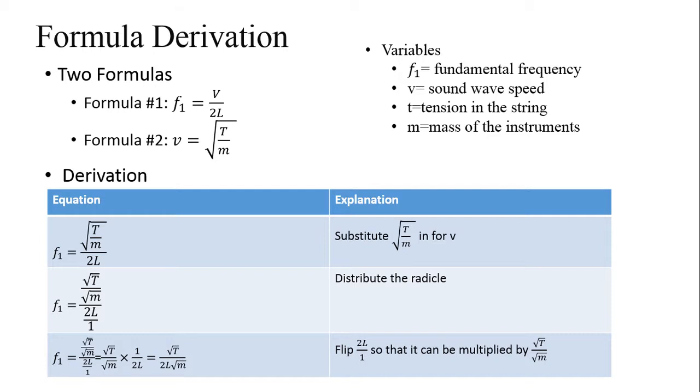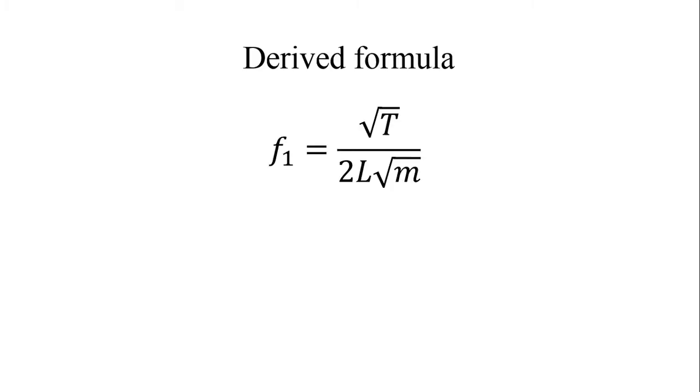Since both formulas contain a variable which represents the speed of sound waves produced by the instruments, I can substitute the formula, the square root of T over M, for V into the formula F1 equals V over 2L, attaining the formula F1 equals the square root of T over M, all over 2L. Once I simplify the formula by distributing the radical between the fractions and flipping the denominator, we attain the formula F1 equals the square root of T over 2 times L times the square root of M.